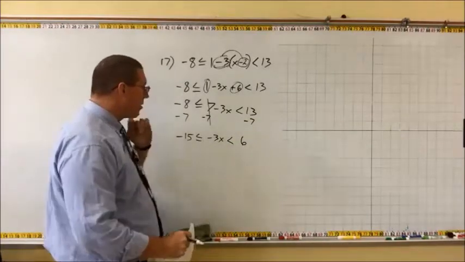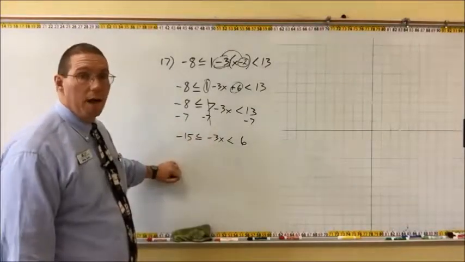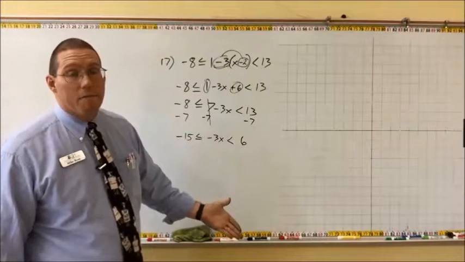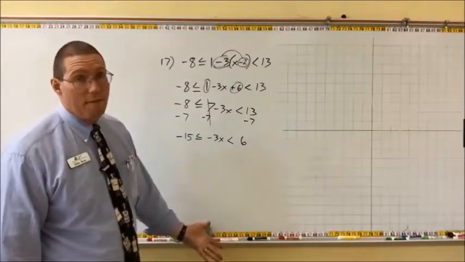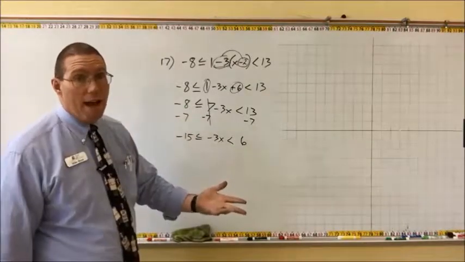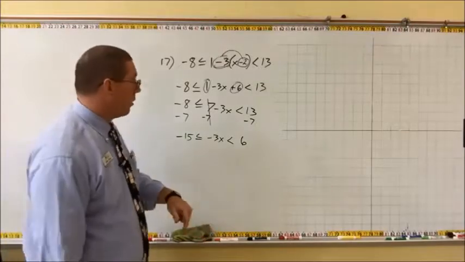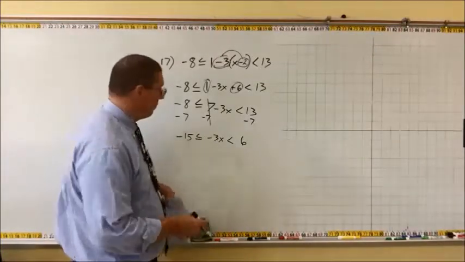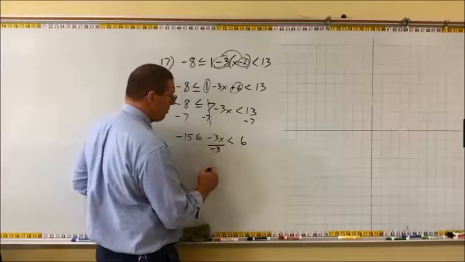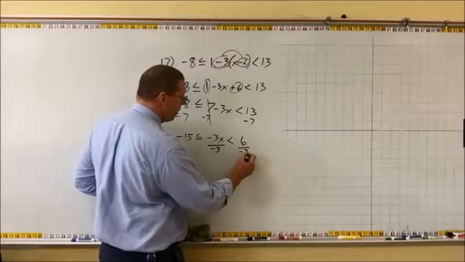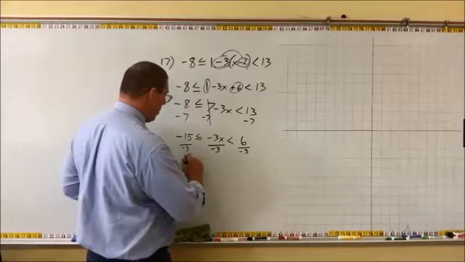You might say, hang on a second, Mr. Ryan. You just did negative 7 here. Why didn't you flip the sign around? Because I didn't divide by negative 7. Because I didn't multiply by negative 7. I subtracted 7. You don't flip the sign when you add and subtract. You flip the sign when you multiply and divide by a negative value. All right, now I'm about to divide by a negative value. So now here I'm going to divide by negative 3 to get x by itself. That means I'm going to divide here by negative 3, and I'm going to divide here by negative 3. Negative 15 divided by negative 3 is 5.